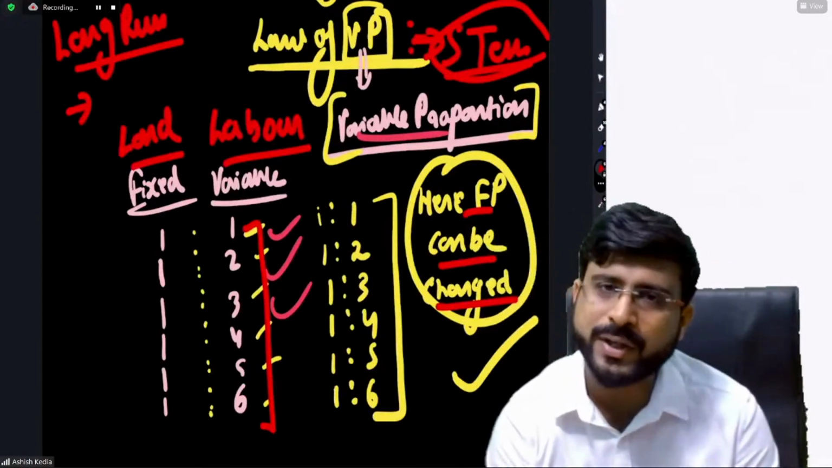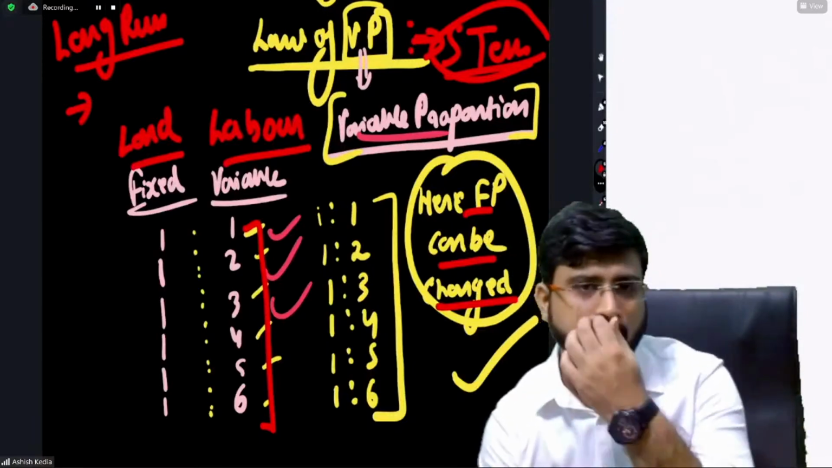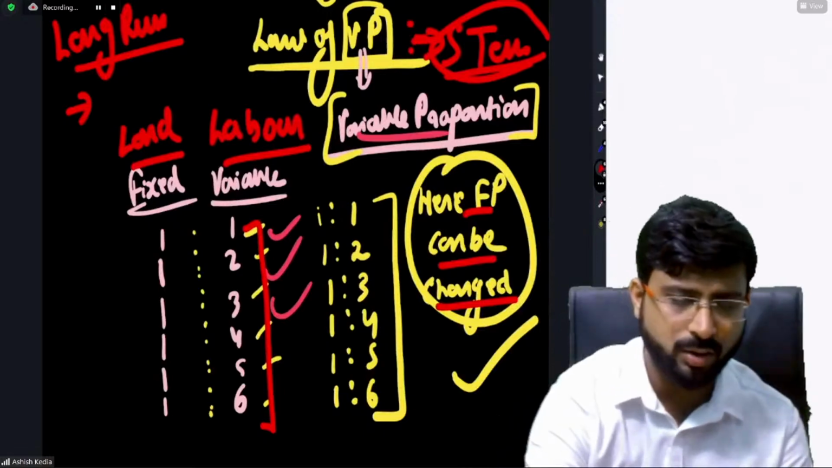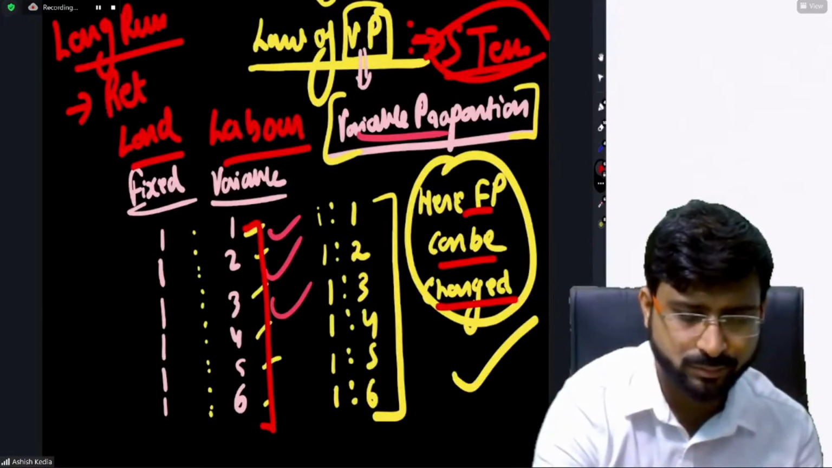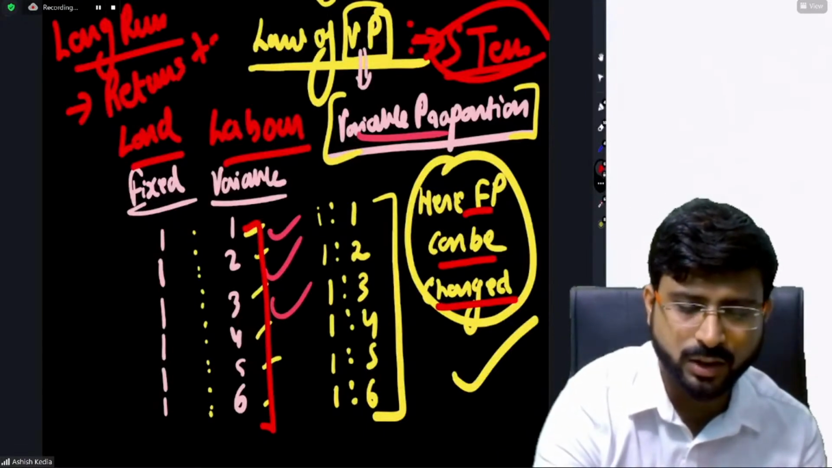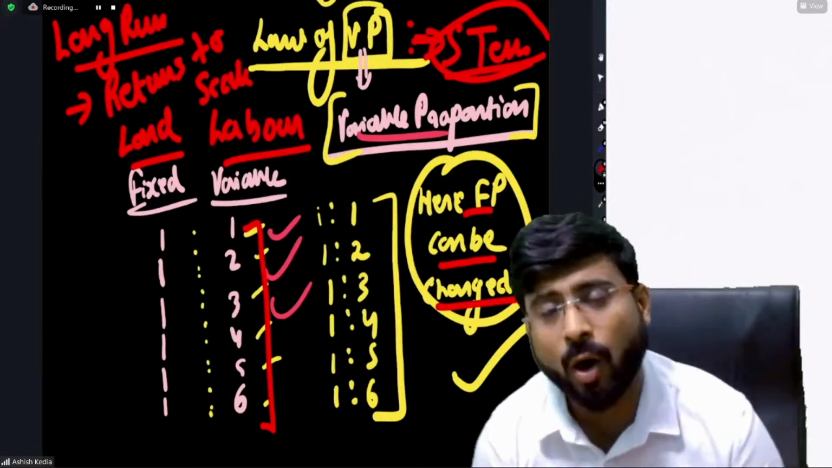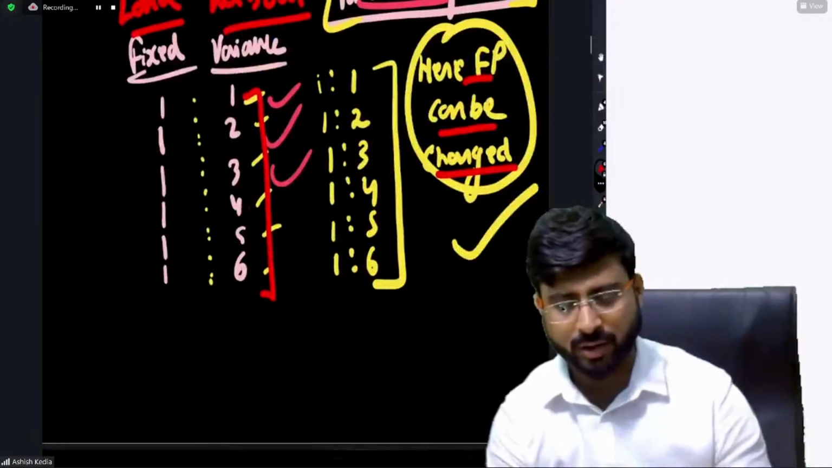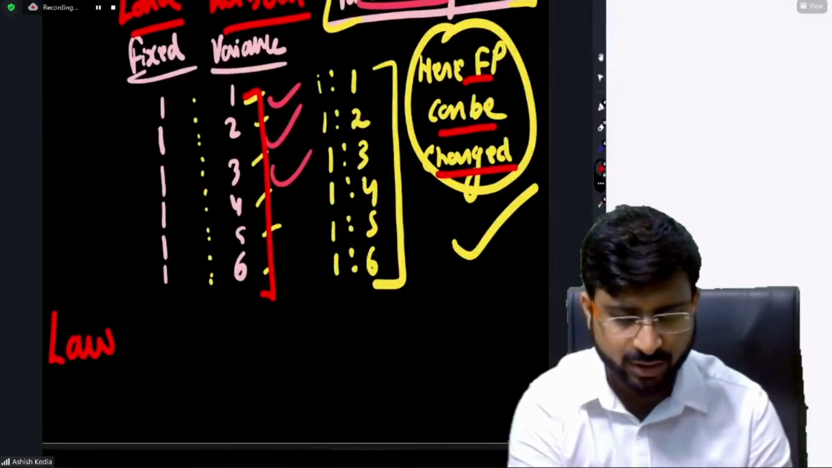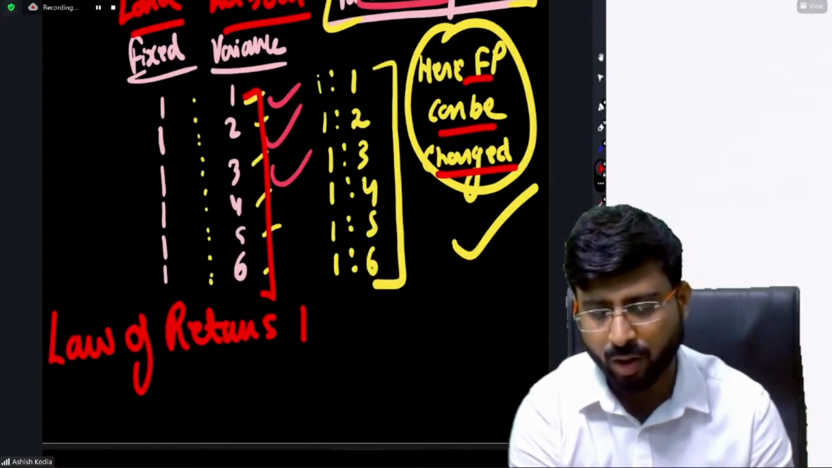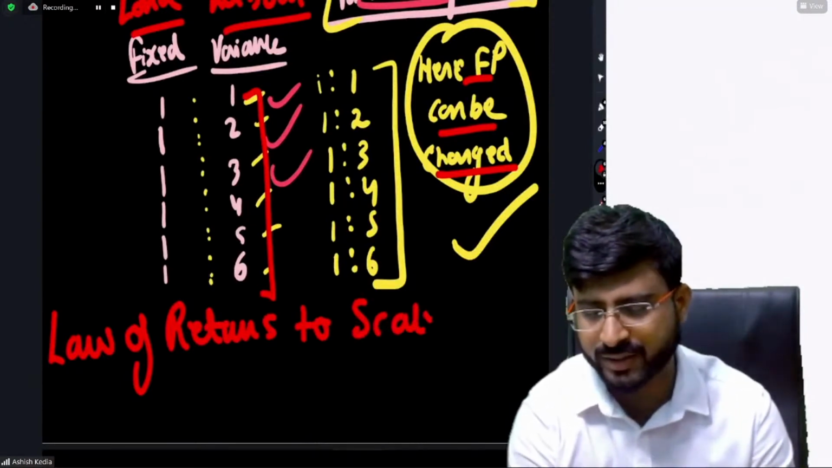So the law that operates in the long run is the law of returns to scale. Which law operates in the long run? The law of returns to scale. Everybody write down in the chat: the law of returns to scale operates in the long run.